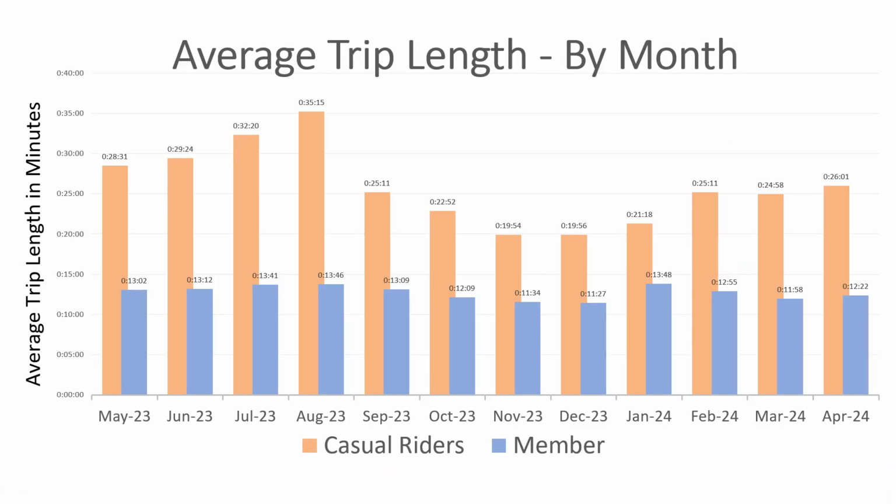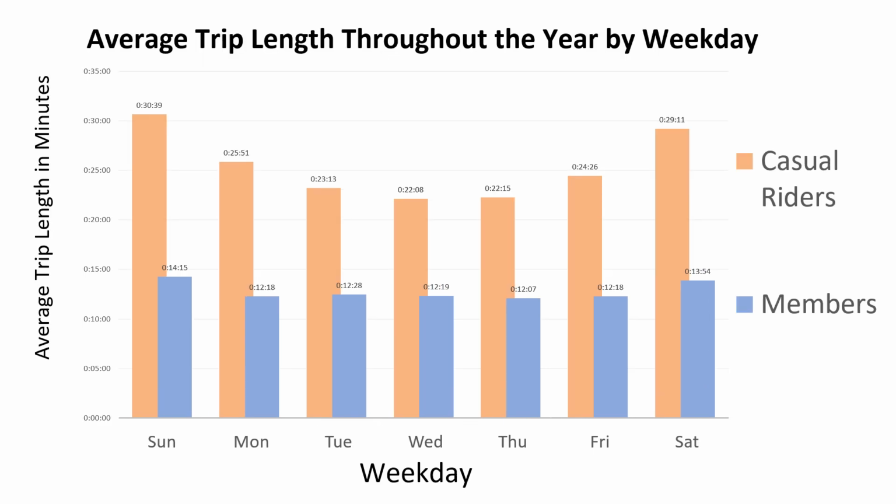Here we have a bar graph showing us the average ride length in each month over the past year. Casual riders see a spike in summer, particularly August. Members, on the other hand, have a fairly consistent average trip length throughout the year. Now let's take a look at the average trip length for each day of the week over the past year. Casual riders take longer rides on average during the weekend. The average trip length of annual members remains fairly consistent throughout the whole week though.